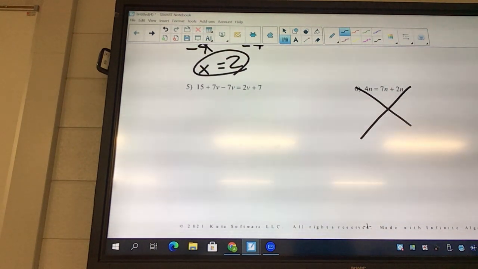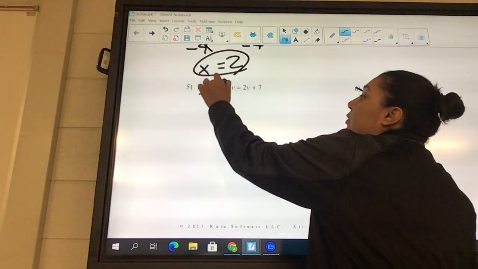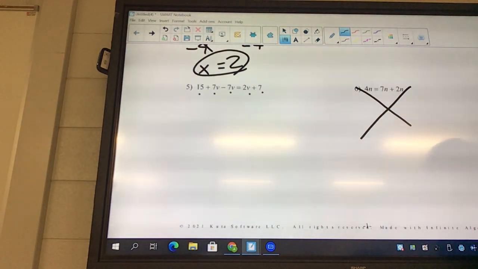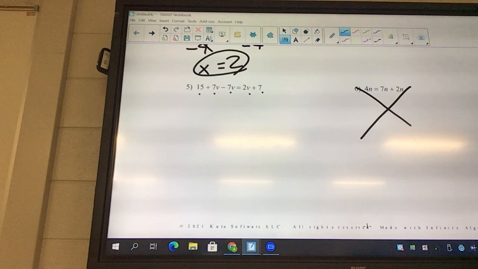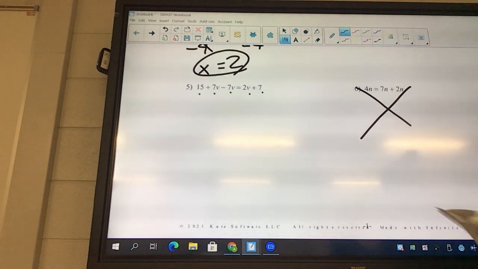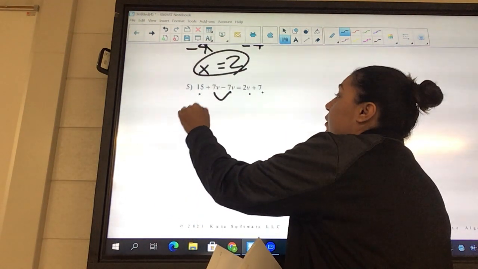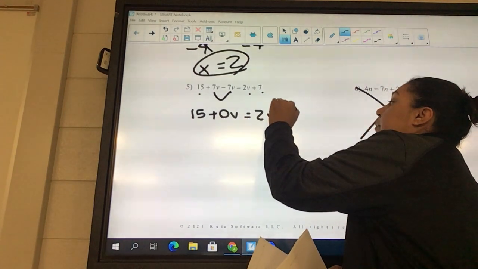Okay, look at 5. We've got 1, 2, 3 pieces, and then 1, 2. So what can we combine? The 7 and the 7 to give you what? Yeah, so 7 and 7 is going to give me 0. So I've got 15 plus 0b equals 2b plus 7.